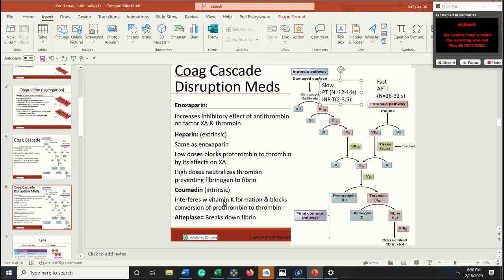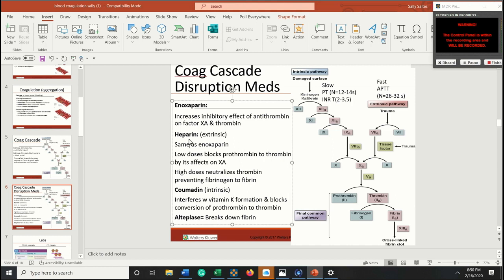Okay. This interferes with vitamin K formation, and it also blocks the conversion of prothrombin to thrombin. Vitamin K is going to be important because these all have antidotes that we'll talk about. Or I might as well tell you now. Coumadin, my little trick is to say out coumadin in phonetics. So coumadin, vitamin K. So vitamin K is the antidote for coumadin. And for heparin, there is also an antidote, which is protamine sulfate.